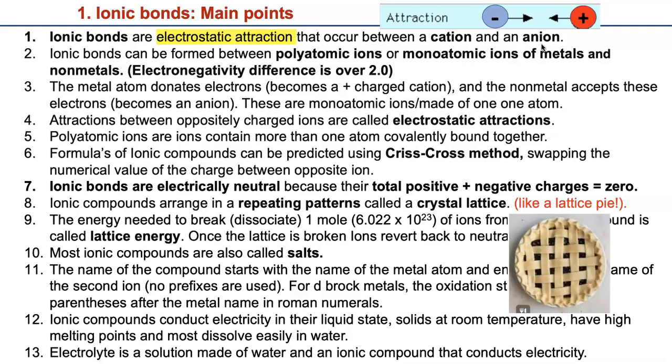And I talked about the lattice pie. Here's what it looks like. The plus and minus ions are interconnected in a three-dimensional structure that forms these crystals. We call it a lattice structure.